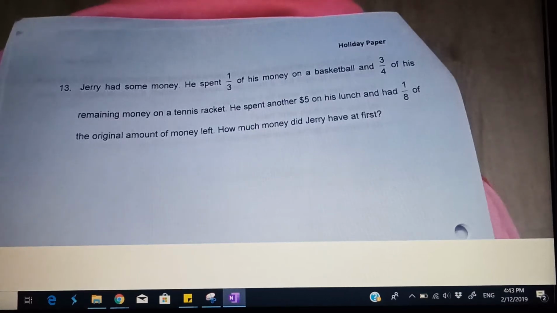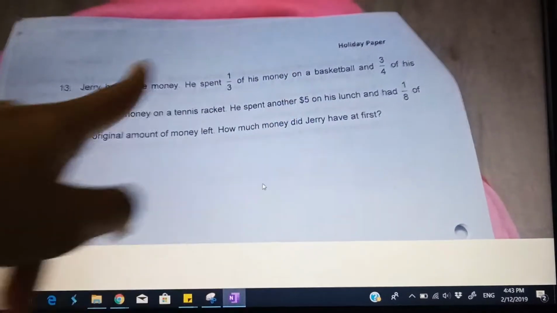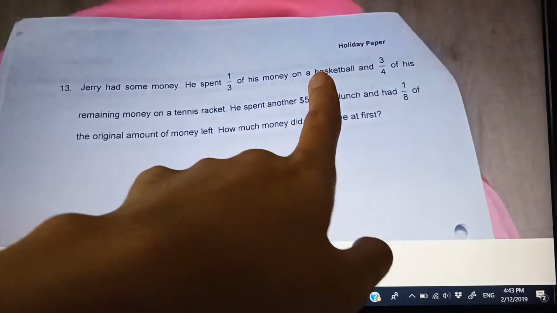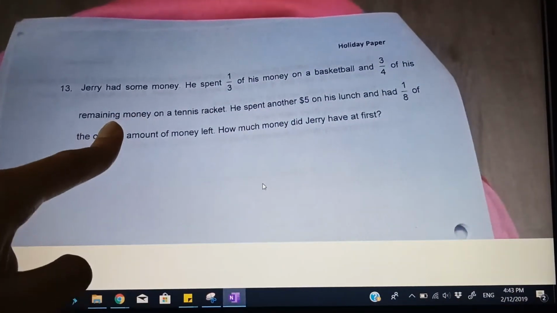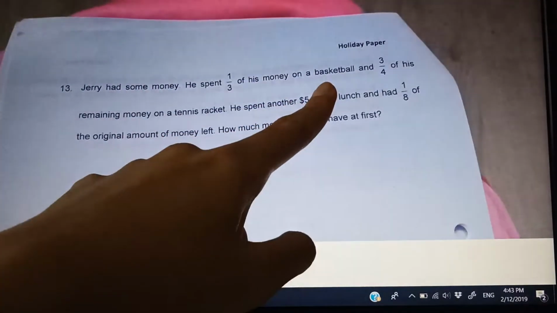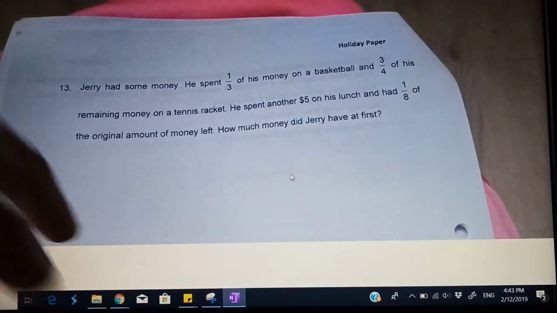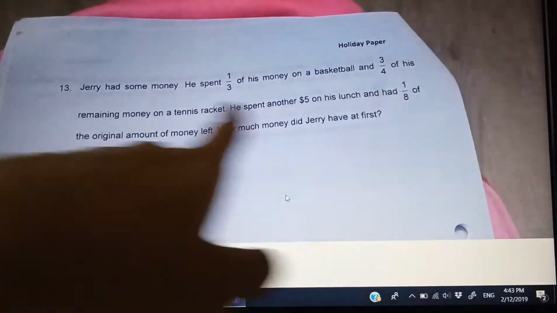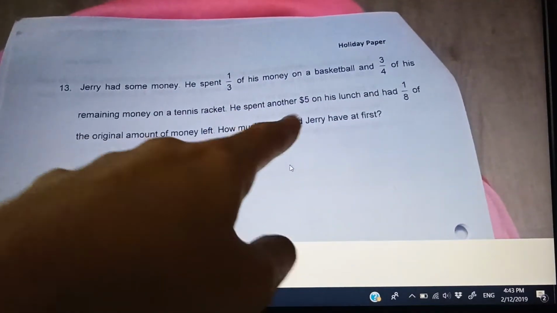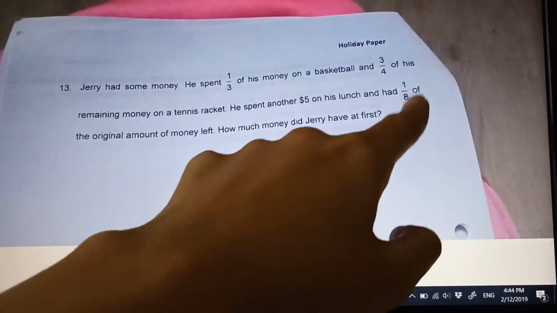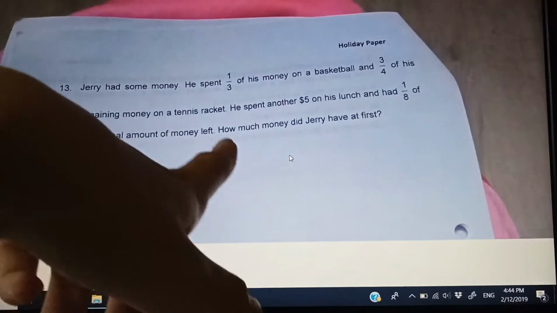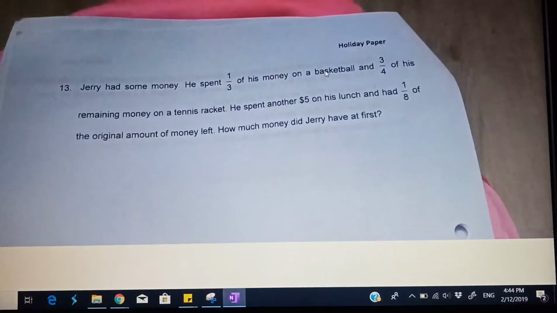Jerry had some money. He spent 1/3 of his money on a basketball. 1/3 of his money means the money that he had at first. Then he spent 3/4 of his remaining money, which means what is left after he spent on the basketball, on a tennis racket. He spent another $5 on his lunch, and the remaining amount was 1/8 of the original amount of money. How much money did Jerry have at first?